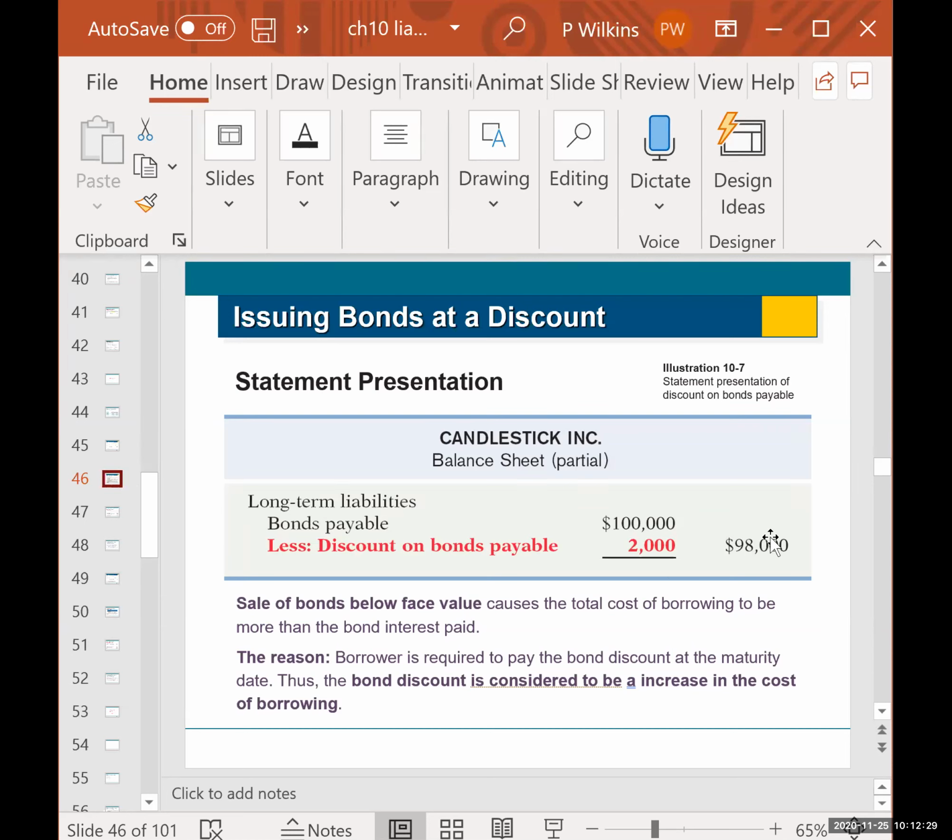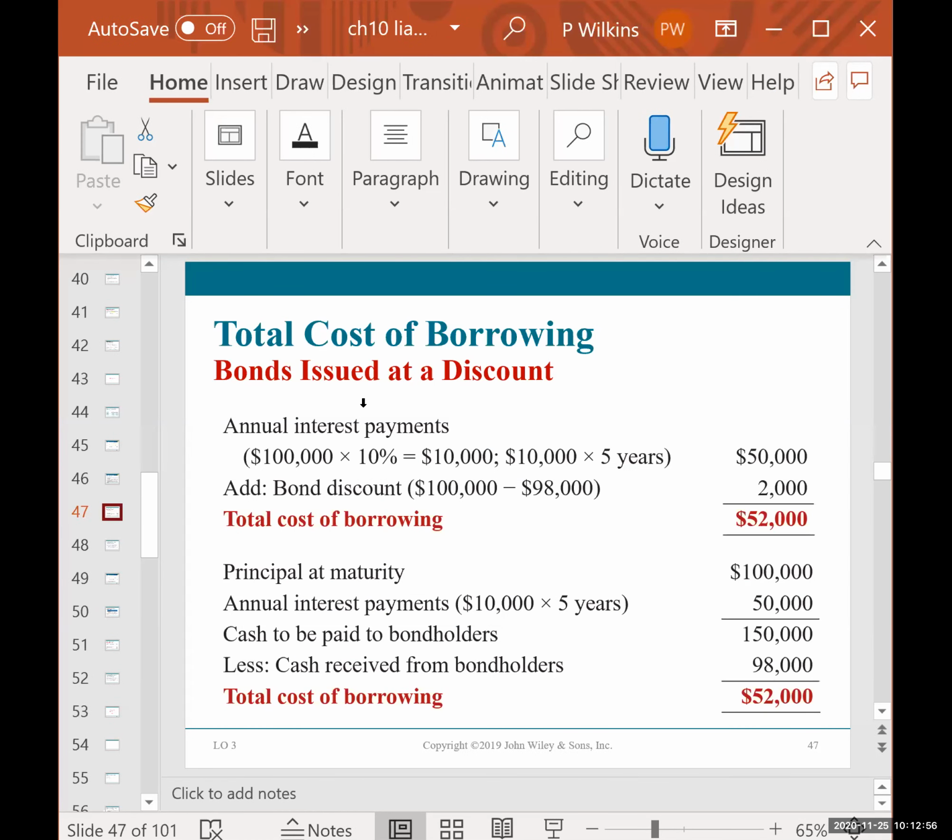So this is showing you a representation of what the financial statement would look like. What they do is they account for the discount on the financials so that you can actually see the discount on the bonds payable, and then showing what the face value is minus the discount. Okay. All right. And this is getting into the total cost of borrowing bonds at a discount. We're not going to get into this part, so we don't need to worry about this, but you can look over it if you want to.